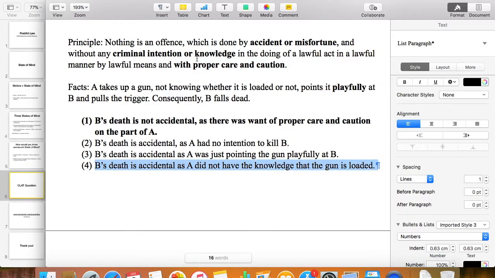So all these elements have to be fulfilled, like accident or misfortune. For it to be declared accident or misfortune, first there should not be any criminal intention or knowledge that your action might lead to those consequences. Second, it should be a lawful act in a lawful manner by lawful means. And third, there should be proper care and precaution, which was clearly missing from this. So for me, the most appropriate option is going to be option 1.